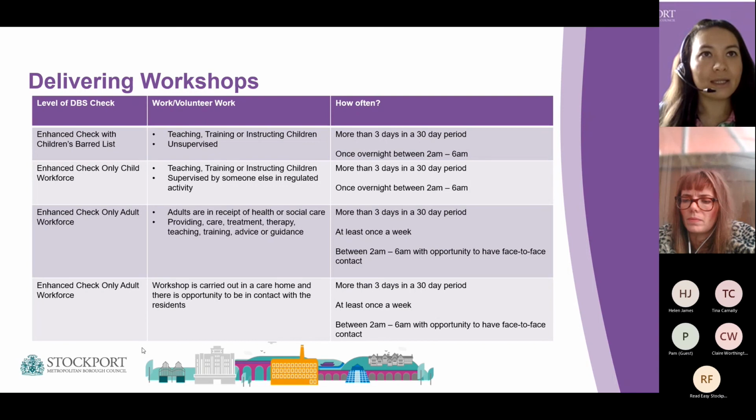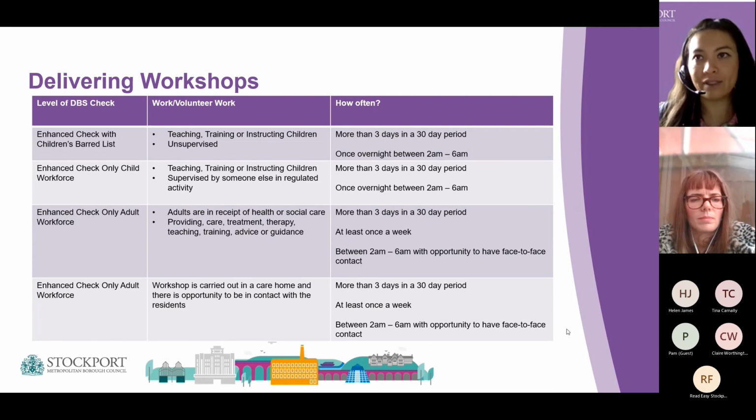And when I mentioned that there wasn't really any specified places for adults, but I did mention the care home, this is an example of people who go into care homes who aren't providing any sort of personal care, but maybe they are providing a workshop within the care home and they're going in often enough, then you can do the enhanced check because they are going into a care home, which is specifically for vulnerable adults.